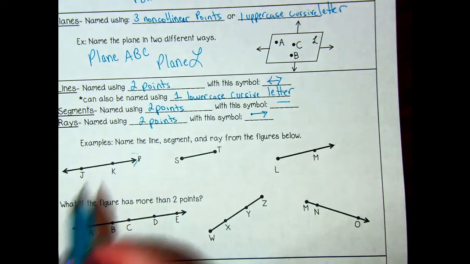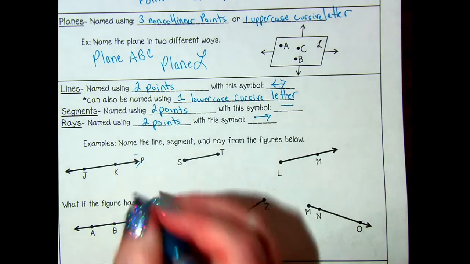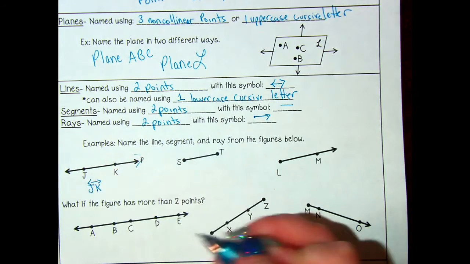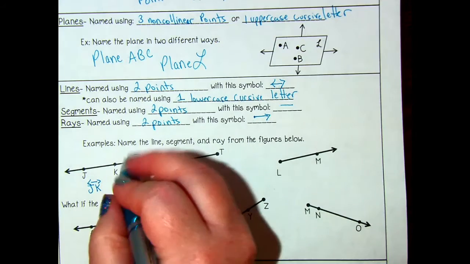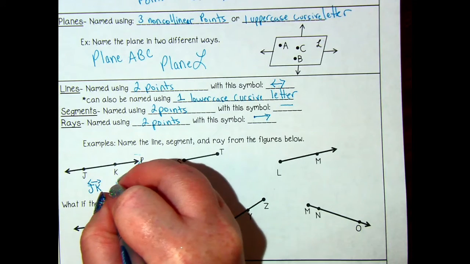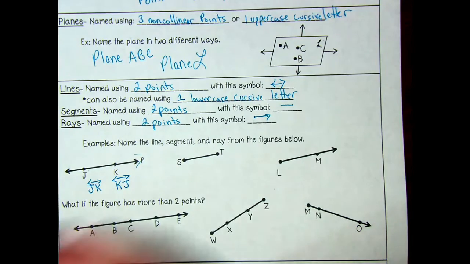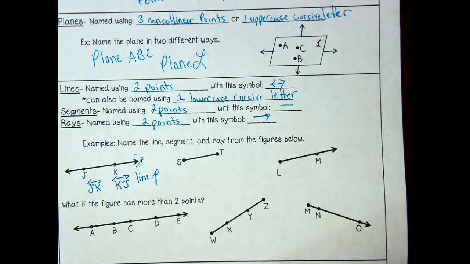And because it has points and this little script letter at the end, we have 3 ways to name this. We can name it as line JK, which means I go from J to K, and everything else on that line. Line KJ, I go from here to here and every other point on the line. And then line P. And I have to write the word line if I'm going to use the script letter.